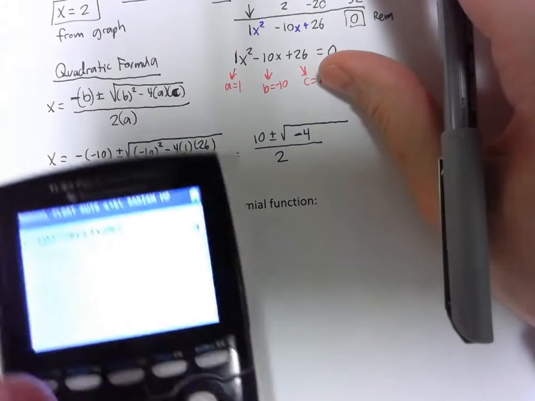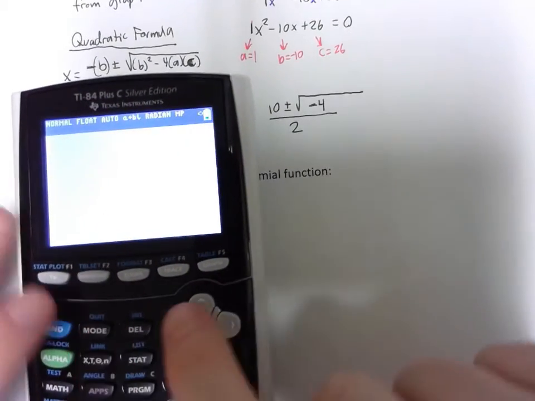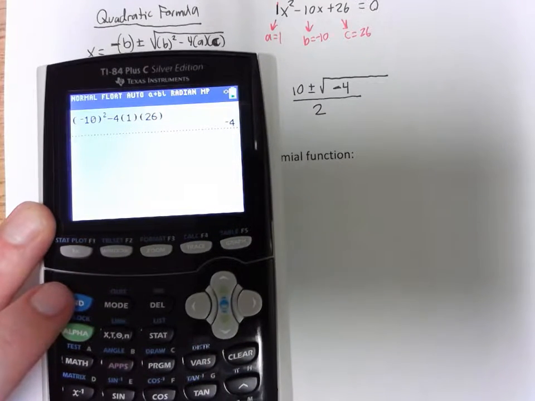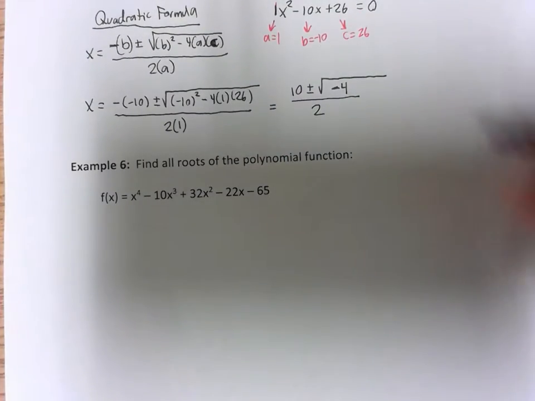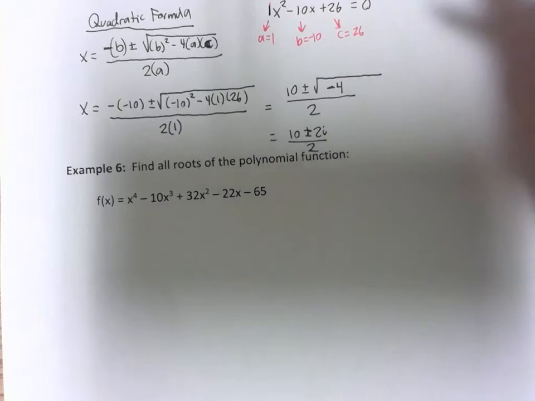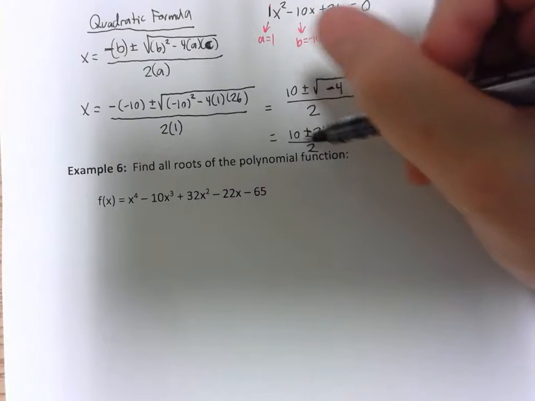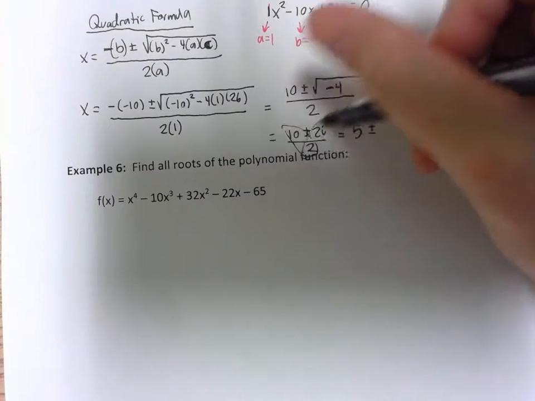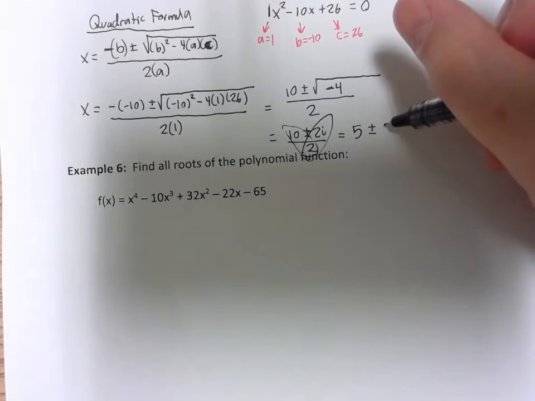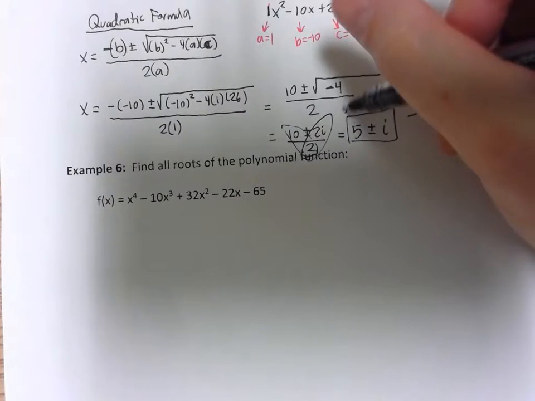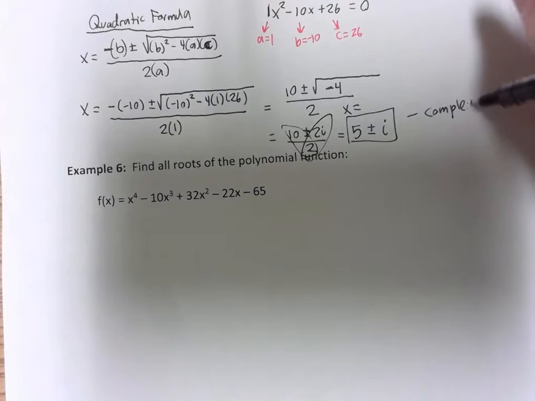Now, you might remember the square root of 4 is 2, and the square root of negative 4 is 2i. If you are in a plus bi mode, you can double check that. The square root of negative 4 is 2i. So we're going to say 10 plus or minus 2i over 2. But wait, these are both divisible by 2. So what's going to happen when I do that? 10 divided by 2, that's going to be 5 plus or minus 2i divided by 2, that's 1i. These are your complex. x equals 5 plus or minus i.